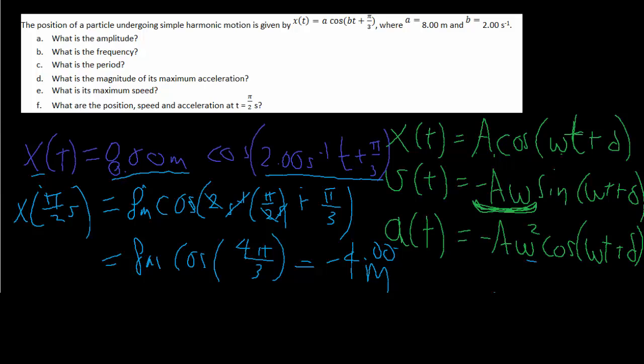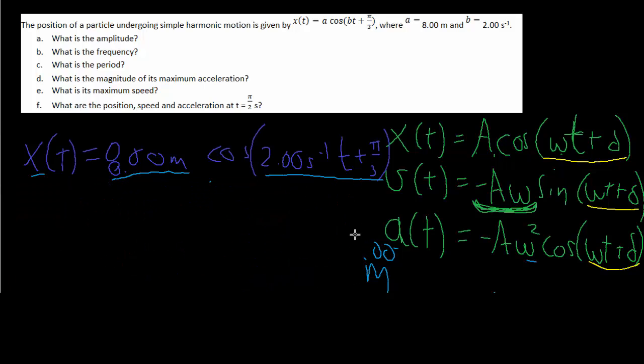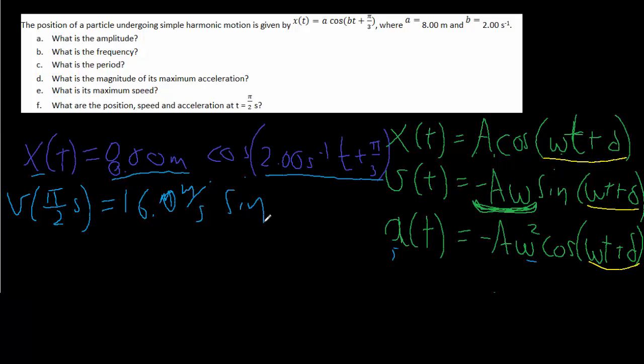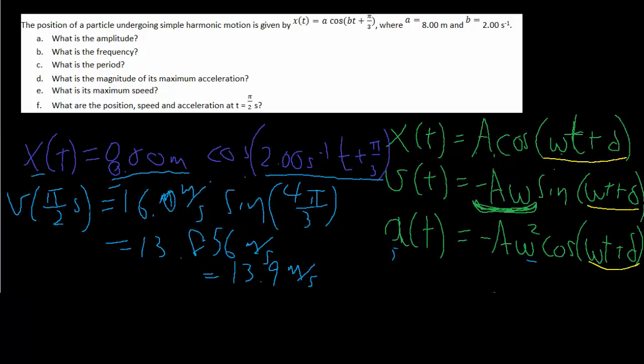Now I want to change it to talking about velocity. Notice that everything inside here stays the same. So this piece basically stays the same, so we don't have to do that math again and again. We already got the amplitude for my velocity function, so again, this is pretty straight up plug and chug. So v at pi over 2 seconds, we talked about how this is 16.0 meters per second. This is a negative sign, don't forget the negative. And this is once again 4 pi over 3, because everything inside the sine function was the same as what it was inside the cosine function. And we get some number, here's 13.856 meters per second in the positive, which we will basically round to 13.9 meters per second.